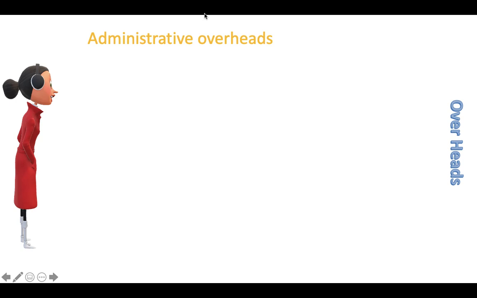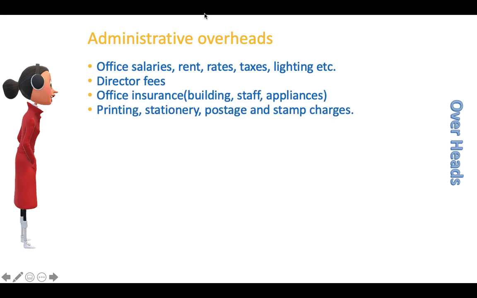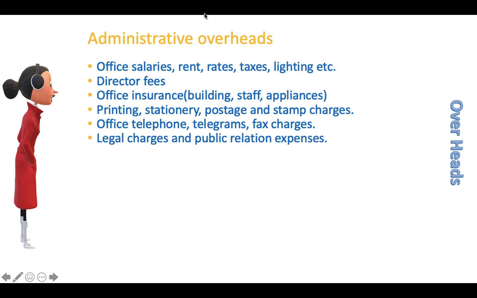Next, we are going for the office overheads or administration overheads. These are the overheads we meet at the office level or administration level. These are the various categories we can find in most problems. The first one is office salaries, rent, rates, taxes, lighting, etc. Then directors' fees, office insurance, related to the office building, office staff, and office appliances. Then printing and stationery, postage and stamp charges related to the office. Then office telephone, telegrams, and fax charges. Legal charges, please make a note, legal charges and public relation expenses will come under office overheads.